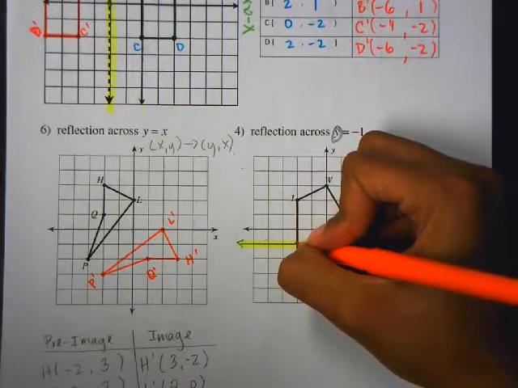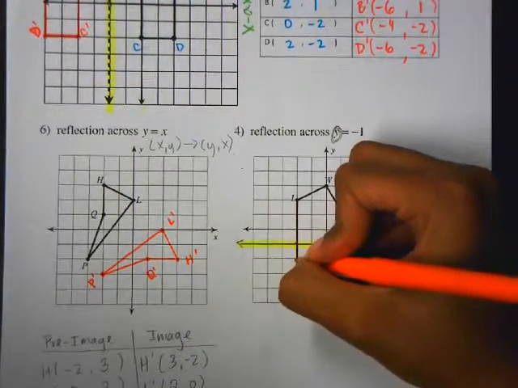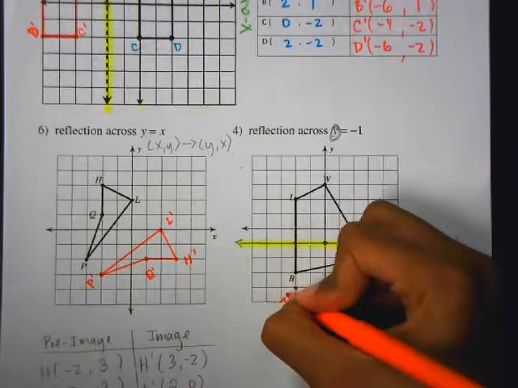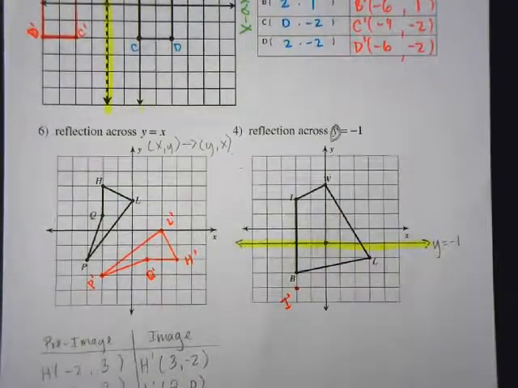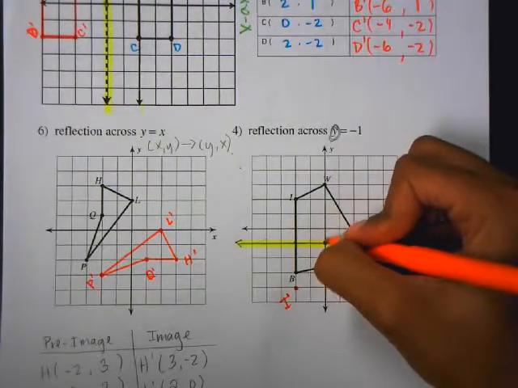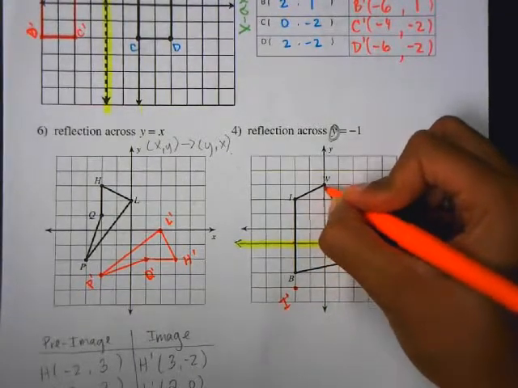W, here's my line of reflection. W is 1, 2, 3, 4 above it. So W prime needs to be 4 below it. 1, 2, 3, 4. So there is W prime. Okay, I graphed all the points that are on top.